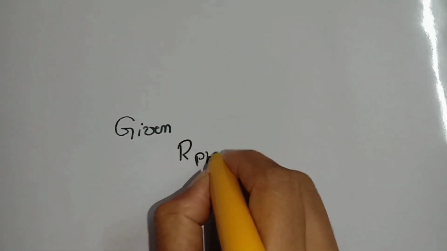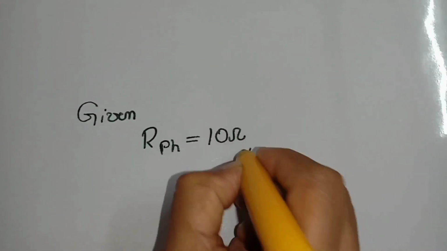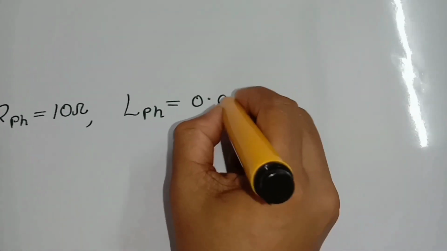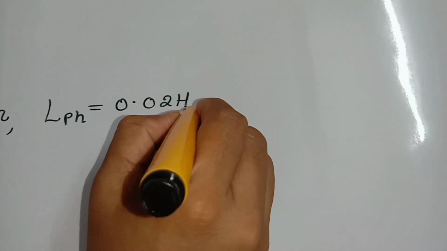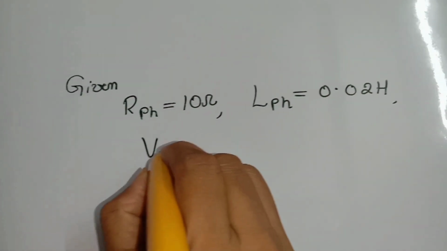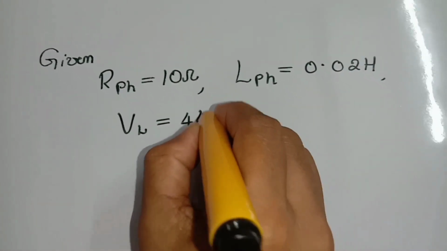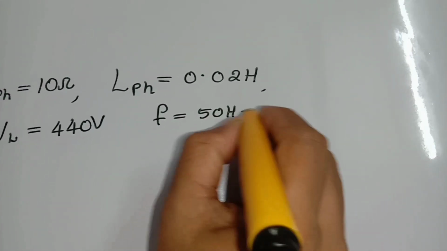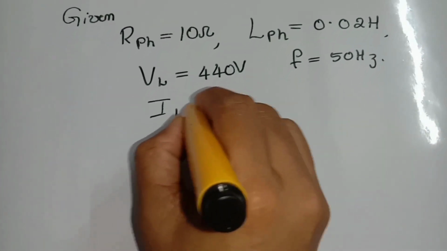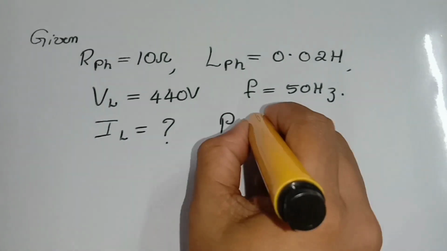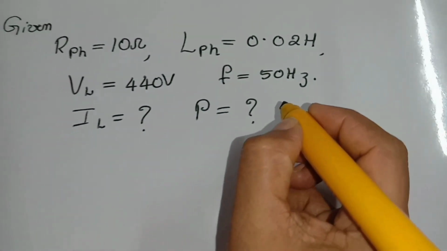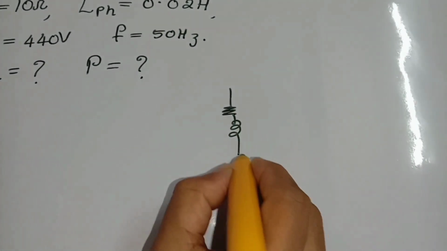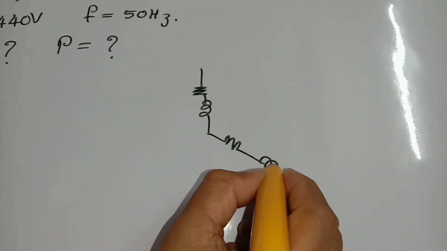resistance per phase 10 ohm, inductance per phase 0.02 Henry, which is connected across the line. So VL is 440 volt, frequency is 50 Hertz. So we have to calculate now line current and power consumed by the load. Now, it's a star connected load, we can represent any star connected load like this.